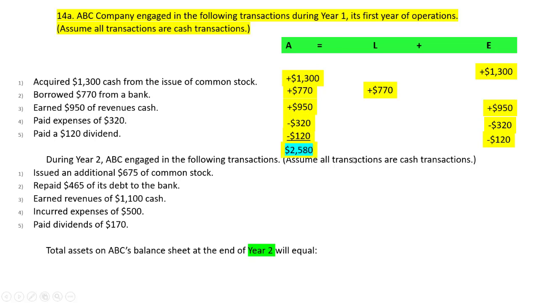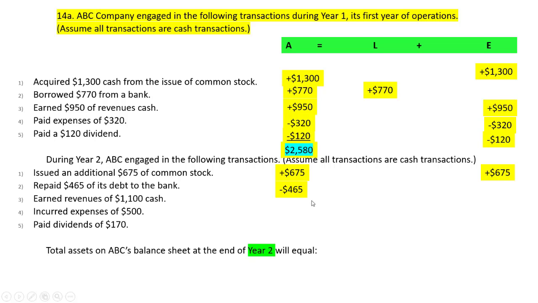Now add all that up. We start with the ending year one asset total of $2,580. Now we're going to go through the same thing for year two. Year two, we have additional common stock that was issued for $675. So assets under cash go up $675, and also under equity.